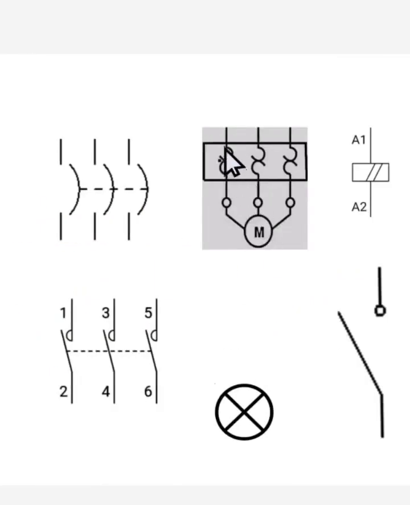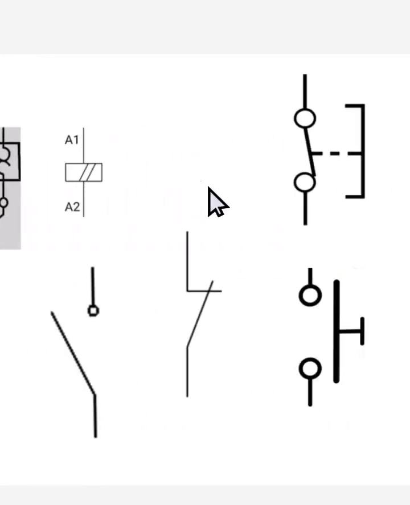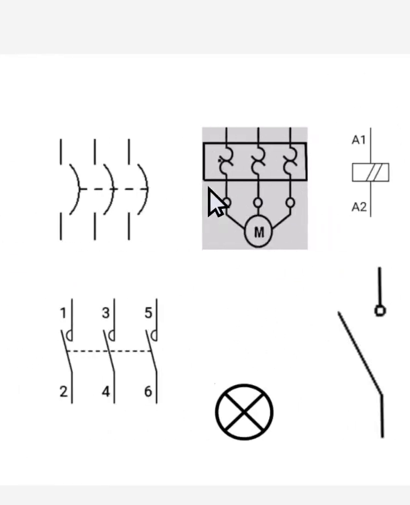So these are the symbols you can see in a schematic diagram of a direct online. This is a contactor, this is a circuit breaker, this is an overload with a motor. Usually after the overload you get a motor, so that's why these are attached together. Some symbols may not be together.